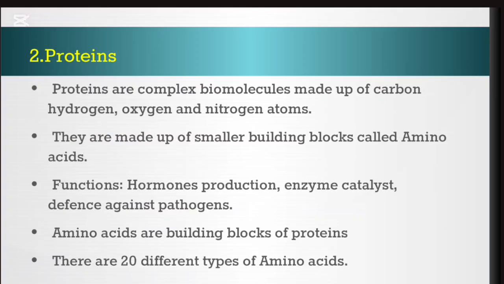So number two we have proteins. Proteins are complex biomolecules made up of carbon, hydrogen, oxygen, and nitrogen atoms. They are made up of smaller building blocks called amino acids. Amino acid is the smallest unit of protein. The main functions of protein are hormone production in our body, enzyme catalysis, and defense against pathogens. There are 20 different types of amino acids in our body.